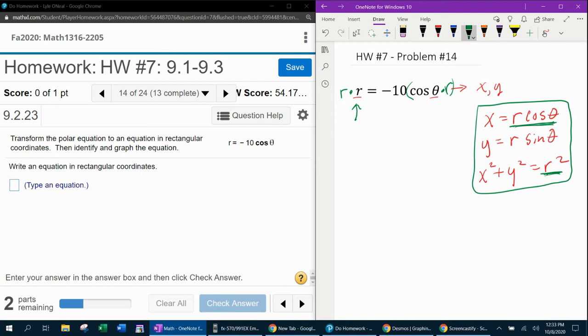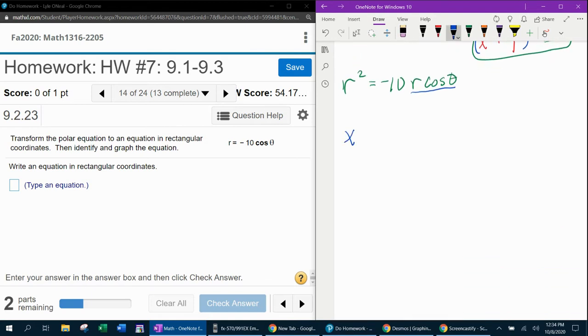All right, so that's going to give me r squared equals negative 10 r cosine theta. I can switch the order here because multiplication is commutative. And then I'm going to do a substitution. Instead of r squared, I'm going to put x squared plus y squared, and instead of r cosine theta, I'm going to put x. So that's going to give me x squared plus y squared equals negative 10x.